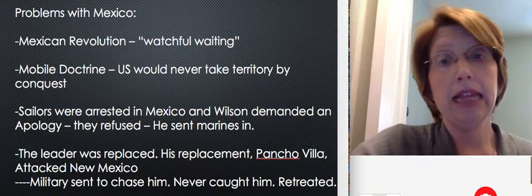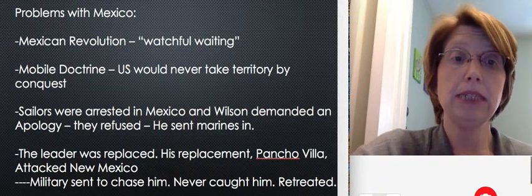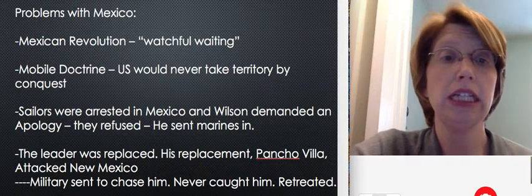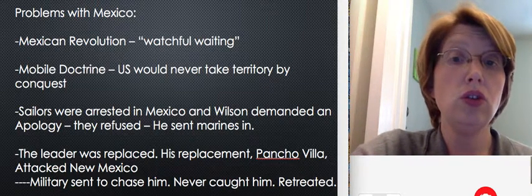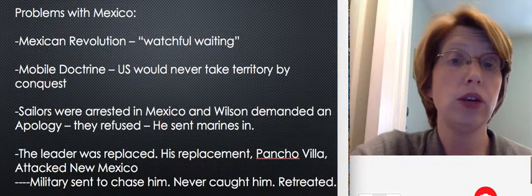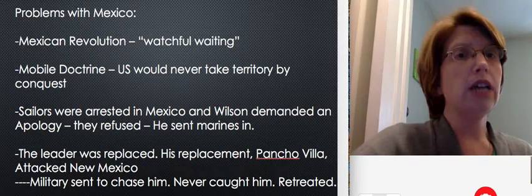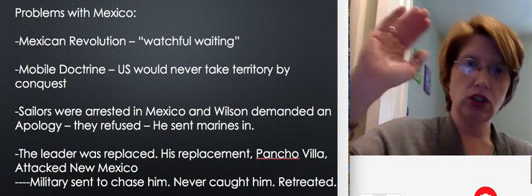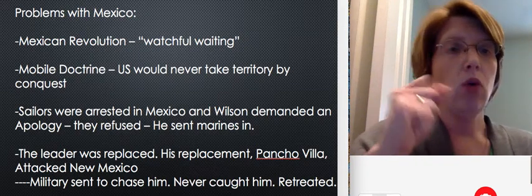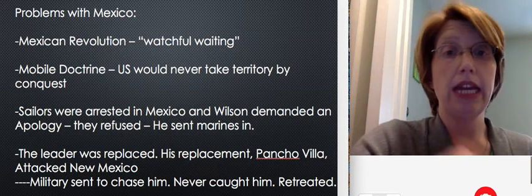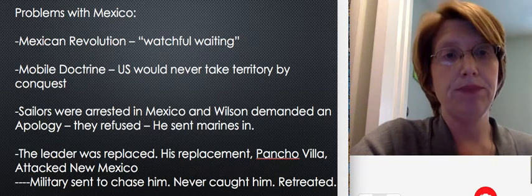And then in the meantime, he goes to Mobile, Alabama, and he makes a speech. And in his speech, he declares the Mobile Doctrine, which says that the United States will never take territory by conquest again. Wow, go Wilson. We've done this so many times, haven't we? We've just gone in, taken over, and taken land that we wanted. And Wilson declares that we're not going to do that again. He's not getting involved in Mexico just so that he can take their land.